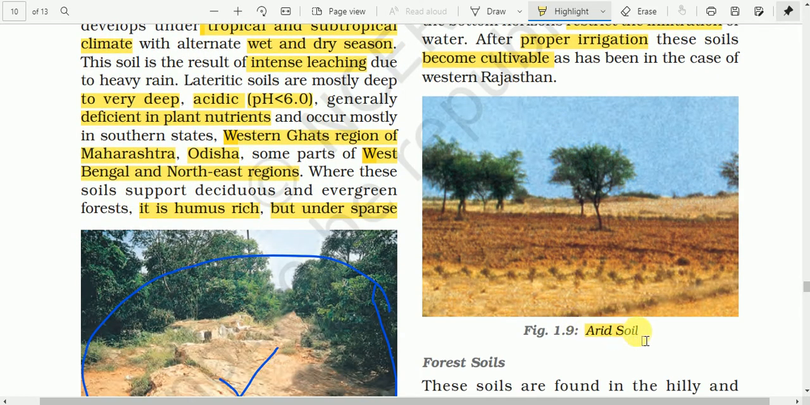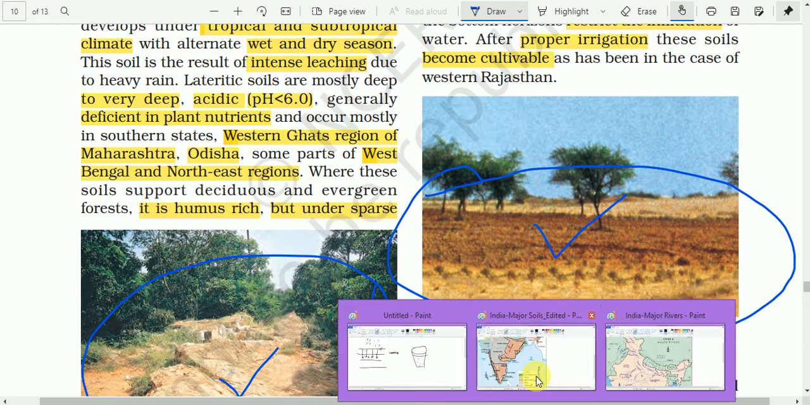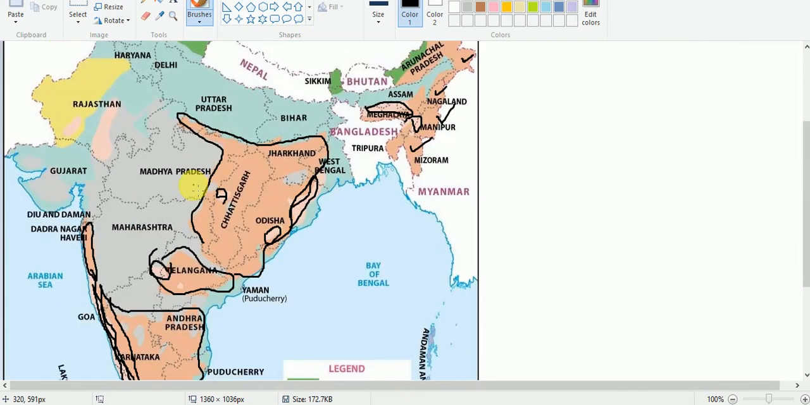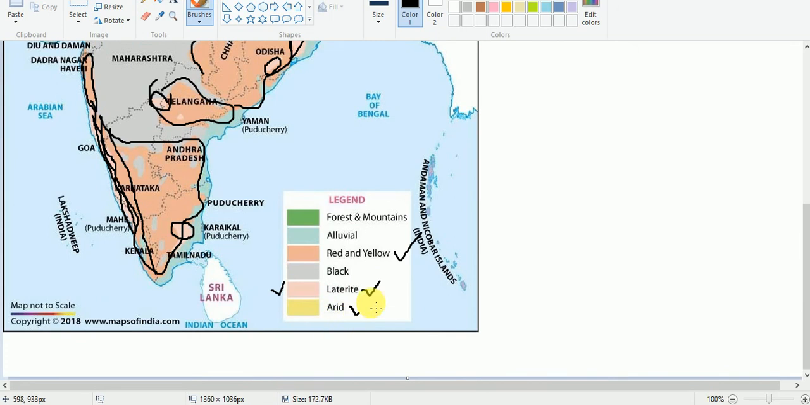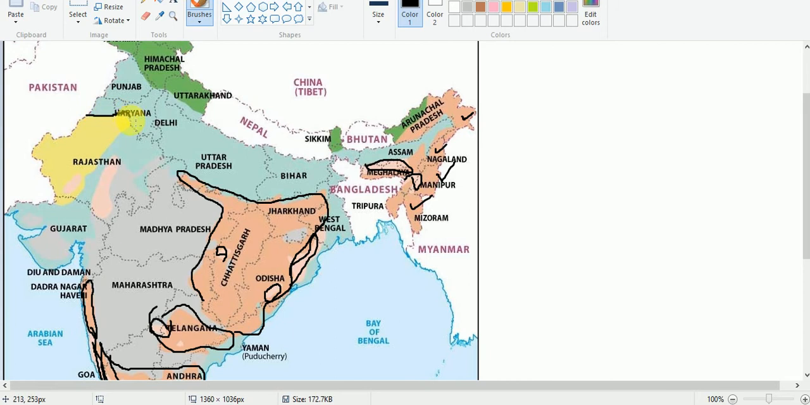So this photograph shows arid soils. I think you'll be seeing here figure number 1.9 shows arid soils. See the color. This is a photograph showing arid soils. And about the location of the arid soils, let us look at this map. See, yellow color indicates arid soils, and it is found in the western part of Rajasthan here. So this area shows areas of arid soils.